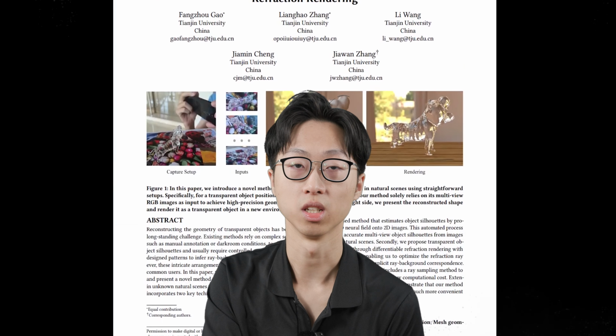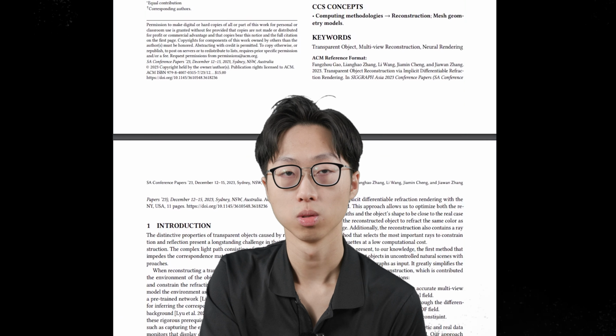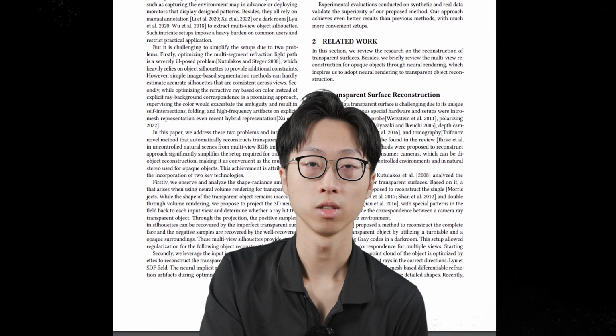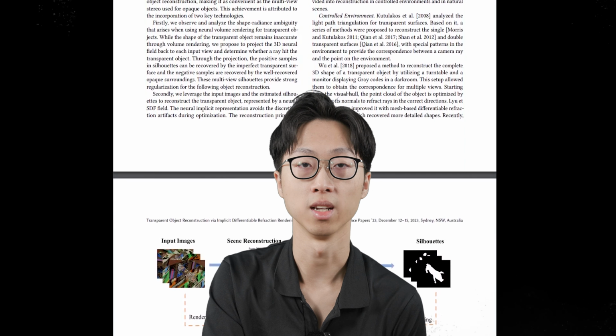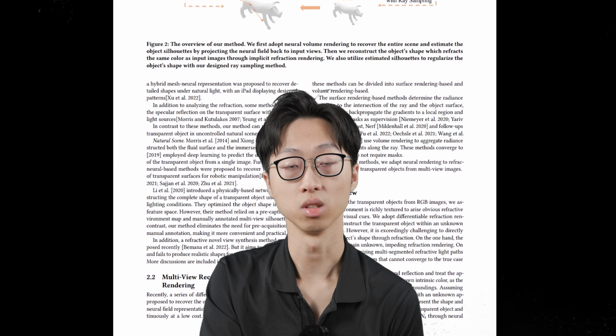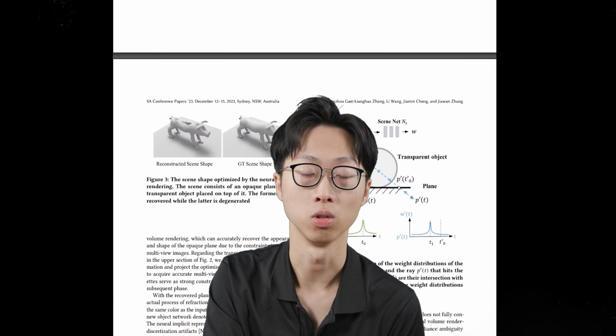In conclusion, transparent object reconstruction has long been a challenge in computational photography and computer graphics, but this novel approach, presented in this paper, offers a simplified and automated solution. By generating accurate silhouettes with the scene network, and by refining the reconstruction by employing implicit differentiable refraction rendering, this method is able to accurately reconstruct transparent objects in natural scenes while only using RGB images as input.